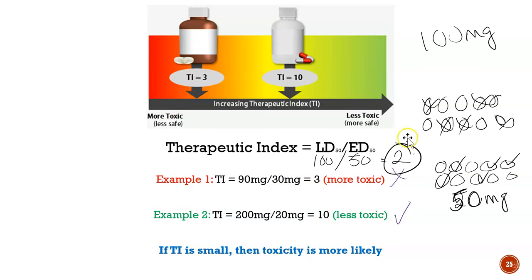But if you have a high number, like a 10 or higher, then it's less toxic. So it's not as bad. If the therapeutic index is small, like 2 or 3, then it could be very toxic, so it is not recommended for us to use.